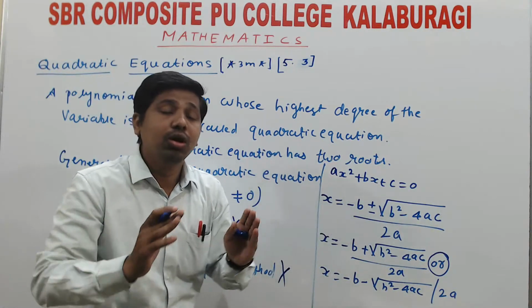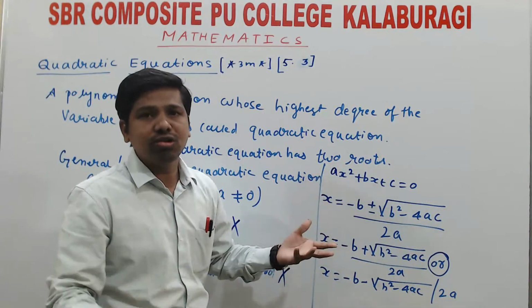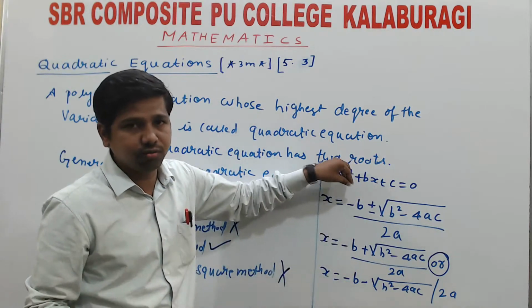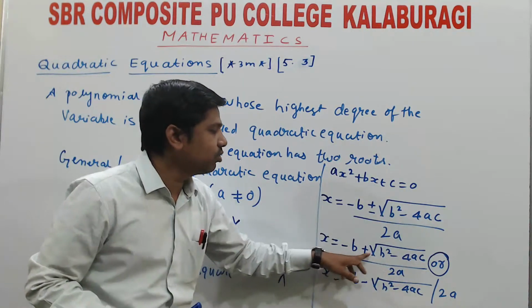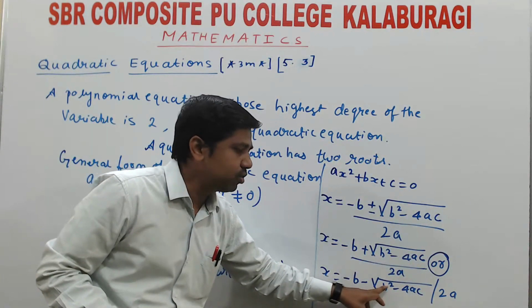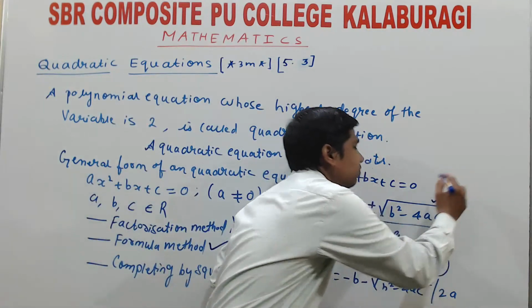But when it comes to what is the solution, how many solutions are there? Two solutions. But at a time, you are not substituting these two solutions. For that reason, we say the roots for a quadratic equation are minus b plus root of b square minus 4ac by 2a, or minus b minus root of b square minus 4ac by 2a. So let us solve by using this formula.